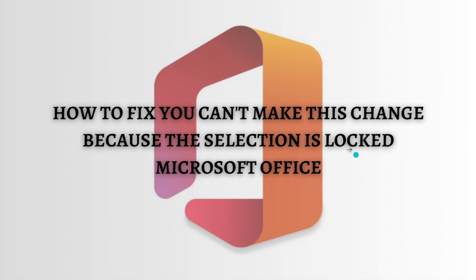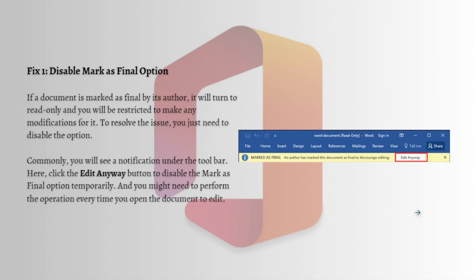So the first fix that I am going to show you is to disable the Mark as Final option. If a document is marked as final by its author, it will turn to read-only and you will be restricted from making any modifications to it. To resolve the issue, you just need to disable the option. Commonly, you will see a notification under the toolbar right here. Just click the Edit Anyway button to disable the Mark as Final option temporarily.